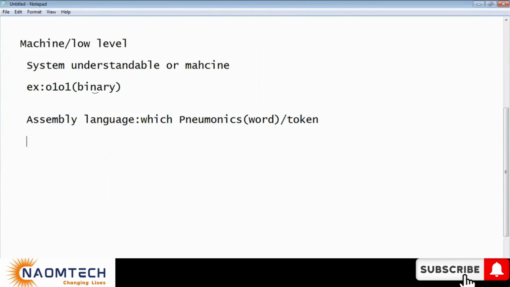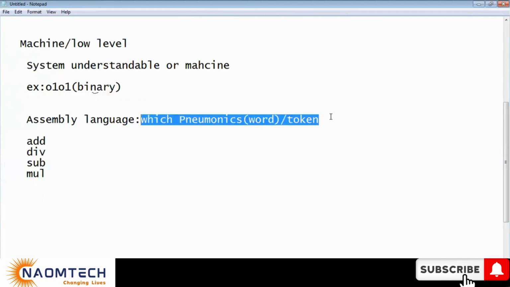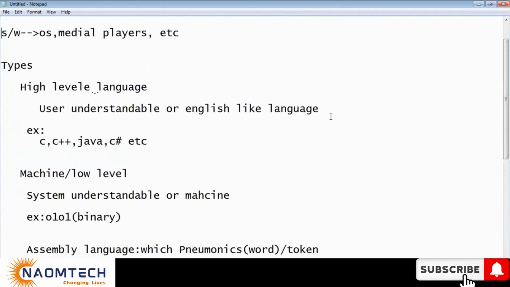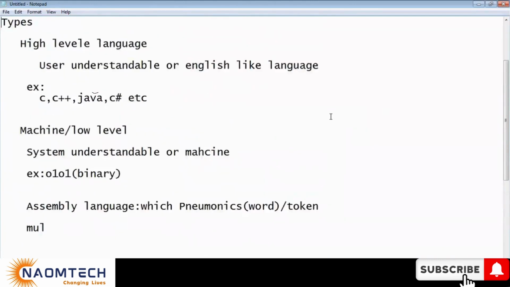For example, the mnemonics provided in assembly language are add, div, sub, mul. All these are mnemonics. So what is assembly language? It is a language of mnemonics which provides certain tokens like add, div, sub, and mul. I think this is clear for all of you. These mnemonics are provided by assembly language to develop a program, and that is assembly. Assembly is a language of mnemonics. Anyhow, our focus is on high level language, that too on Java. This is just an introduction to languages and types of languages.